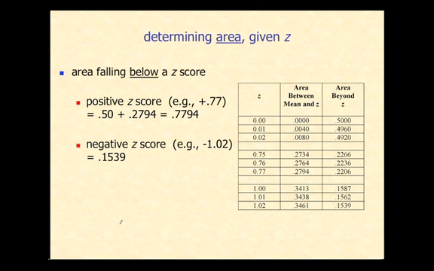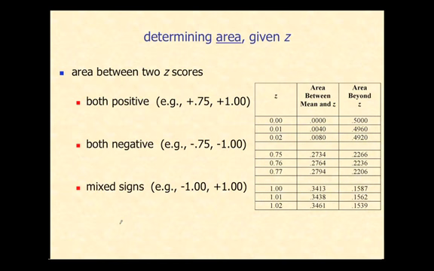Very simple, very easy, but these are extremely important concepts. Now, we can also look for the area between two scores. You saw that that was a feature on the David Lane site as well, and again, you can use it to check your work. So we can look at what is the area between two positive scores, for example, between plus 0.75 and plus 1.00, excuse me. We can also do two negative scores, or we can do mixed signs.